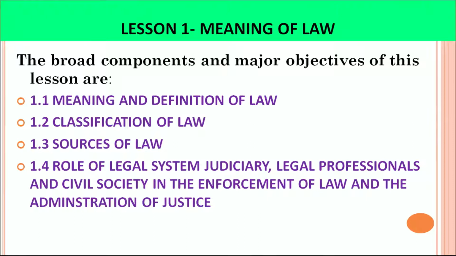The entire chapter is divided into 4 components. The first component is about the meaning and definition of law. The second component is about the classification of law. The third component talks about the sources from which the law is derived, and the fourth component is about the role of various people and the other mechanisms which are involved in the enforcement of the law and in the administration of justice.